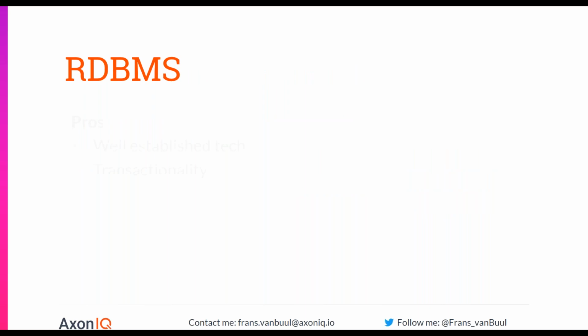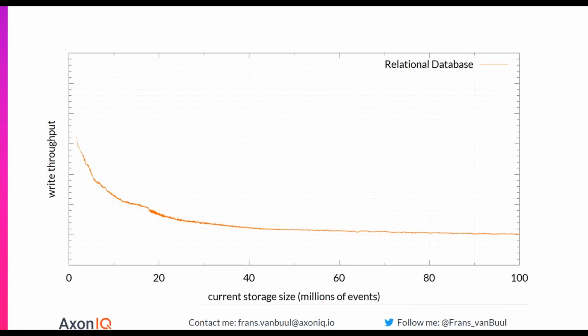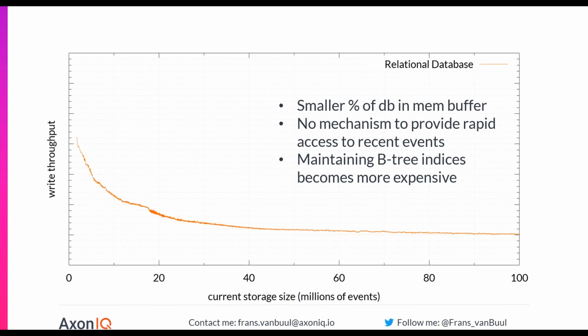Let's start with relational databases. So they have some obvious pros. They're very well established. They have very good transactionality. All the ACID stuff is ticked. The big downside is performance. Because of their architecture, the way they deal with keeping buffers in memory, the way they maintain indices, and the lack of time ordering in general, means that they cannot maintain the same performance once they have hundreds of millions of events in their tables.